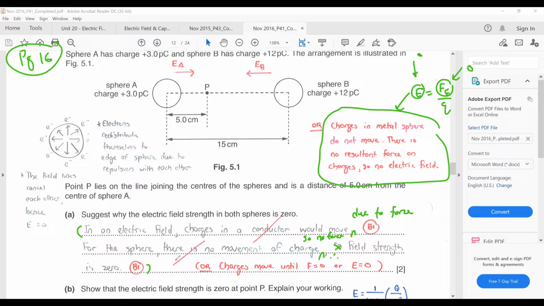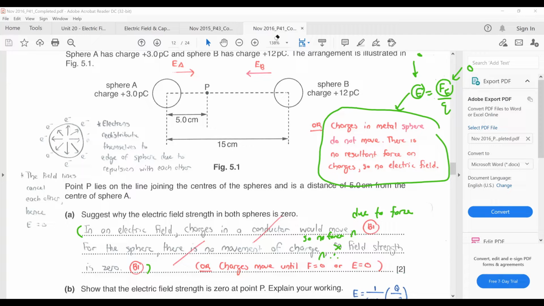Okay, then if you're okay with that, you just go on to another different question. If you look at part B, show that the electric field strength is 0 at point P. Explain your working. So in your case, we are asking you right now to show us the field strength at point P is 0. Okay, explain your working.